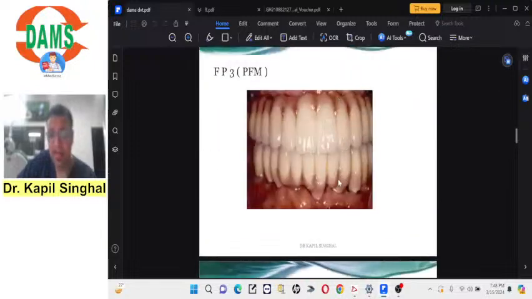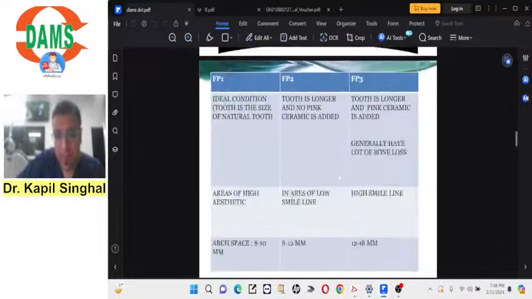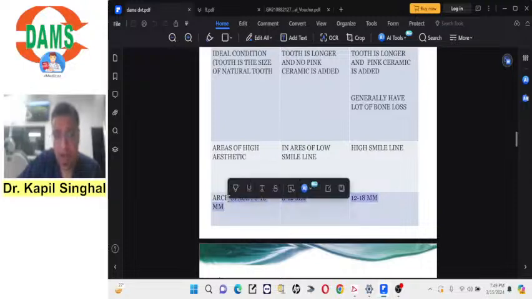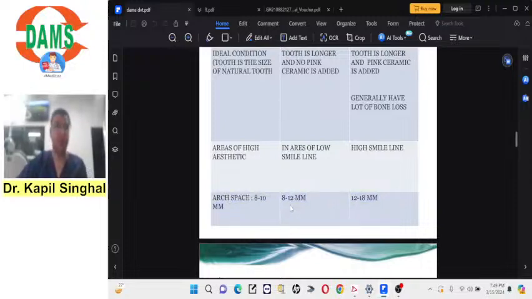So it has pink in it. जहां पे आपको जिस भी prosthesis में पिंक दिख गया, it is FP3. So for FP3, you need a space of 12 to 18 millimeters, at least 12 to 18 millimeters. So please remember all the 3 spaces. When you have a space of 8 to 10 millimeters, you can give FP1, 8 to 12 FP2, and 12 to 18 millimeters FP3 type of prosthesis.